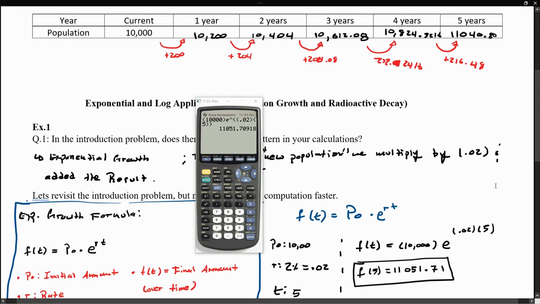They're pretty close to each other. Now, the reason why we have different results, even though we have the same information here, is that when we were using our table of values, notice that we were using the whole decimals. So this is going to give a better estimation of the population after 5 years.